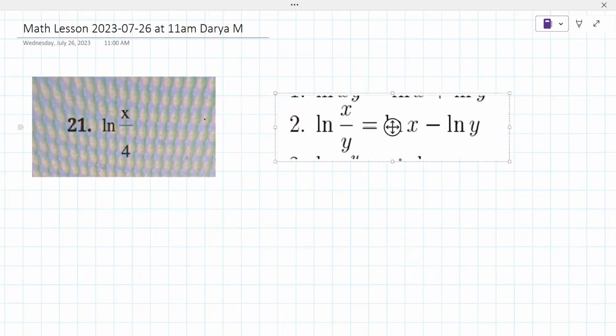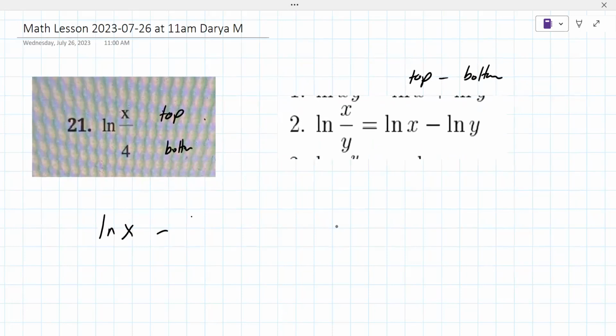Sometimes it's easier to think of it as a top and a bottom. You might even remember me saying it's top minus bottom at some point. So it becomes natural log of x minus natural log of 4. The instructions here say to expand. The other way is condense. So that's that one.